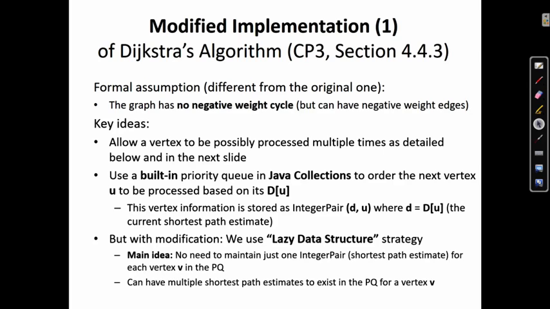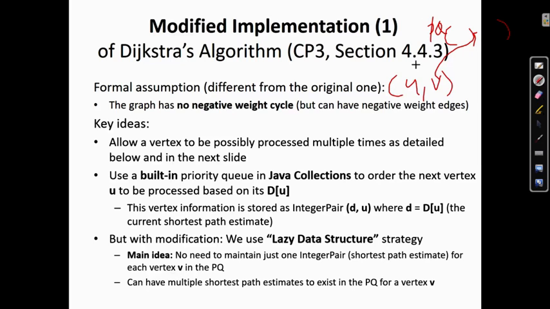What do I mean? Whenever I relax an edge UV, I don't go into the priority queue and try to find V and update it. I simply enqueue a new copy with the most up-to-date shortest path estimate. That's it. That's called lazy because I don't care about the old versions inside the priority queue anymore. I think some of you actually used this strategy in PS1, lazy delete. This lazy data structure strategy.